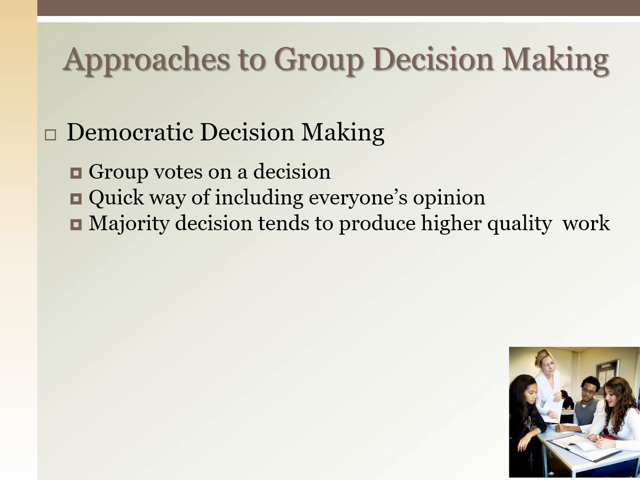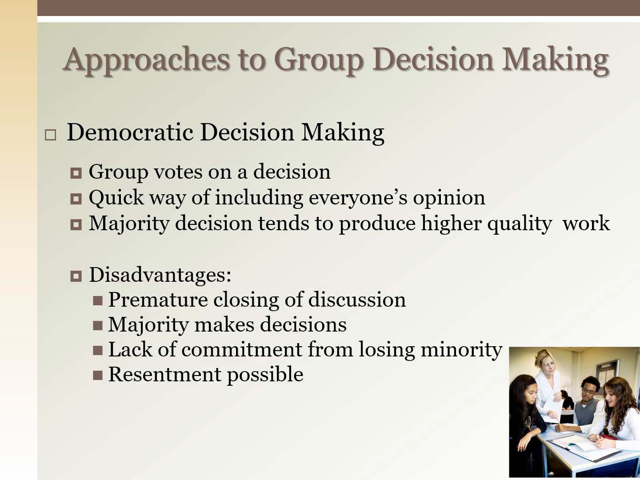In democratic decision making, the group votes on a decision, and it's a quick way of including everyone's opinion. Majority decision tends to produce higher quality work, but it could result in a premature closing of discussion. And the majority makes decisions, but the minority feel like they don't have a voice. So there's a lack of commitment from the losing minority, and thus there could be resentment.